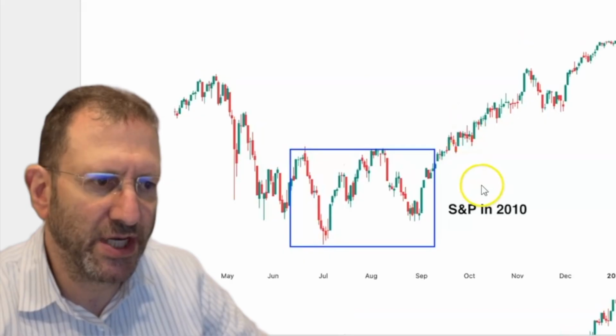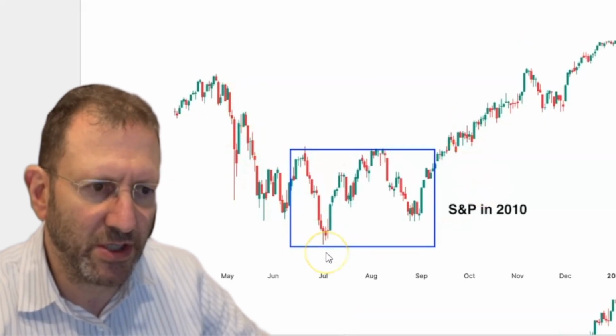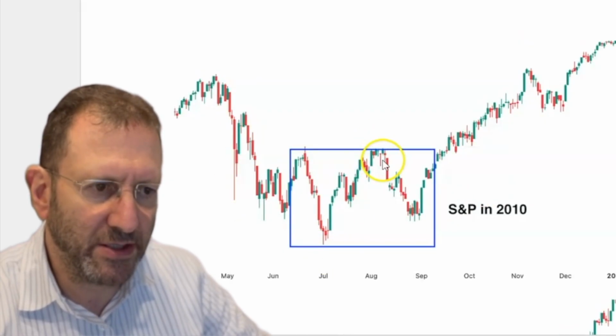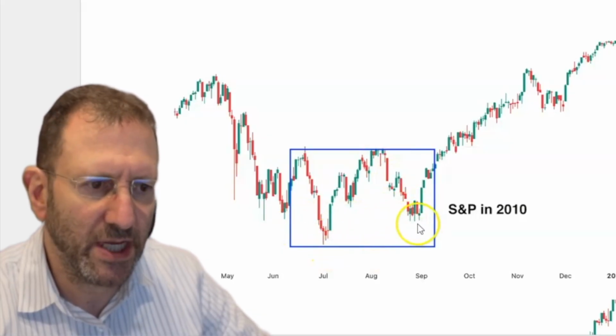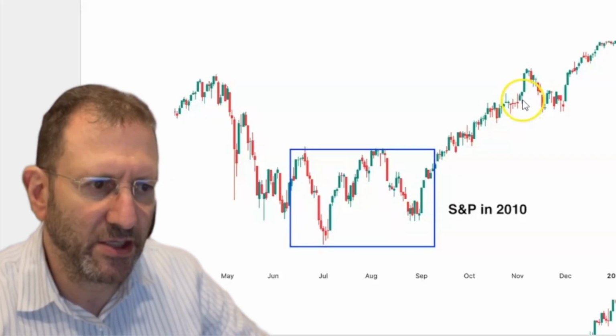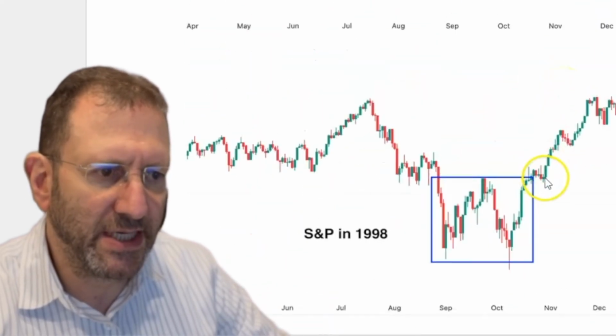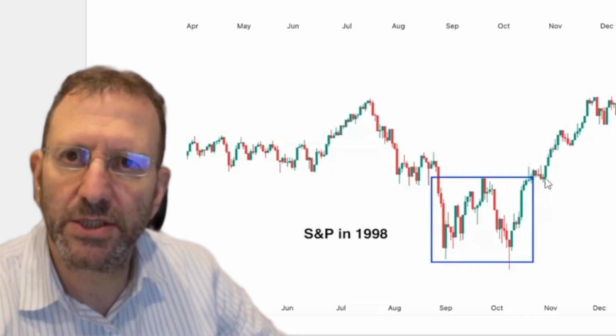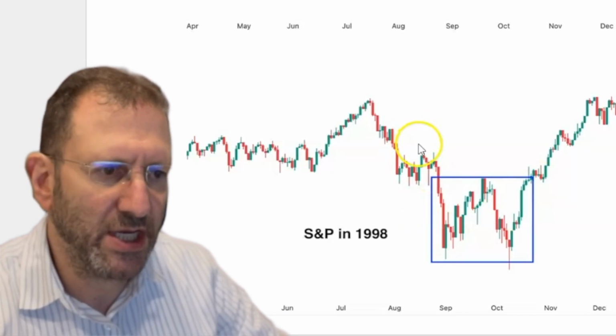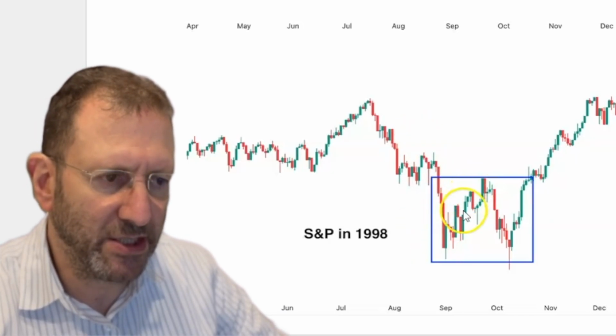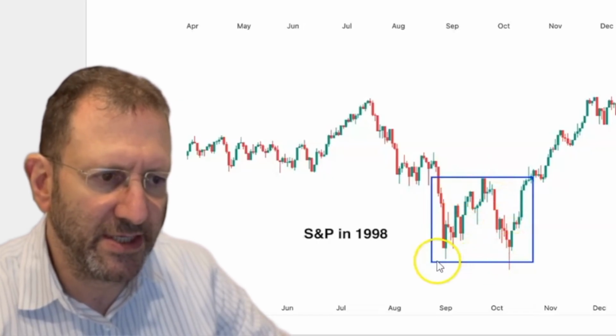Let's continue. 2010, similar thing, the market meltdown, a bounce, and then an attempted retest of the low. That one didn't quite get to the low, but it was a decent attempt, and then a large recovery. And then 1998, which is actually probably the most similar to the current market crash. There's the crash, and then a bounce, general volatile sideways to up movement, and then again a retest of the low.